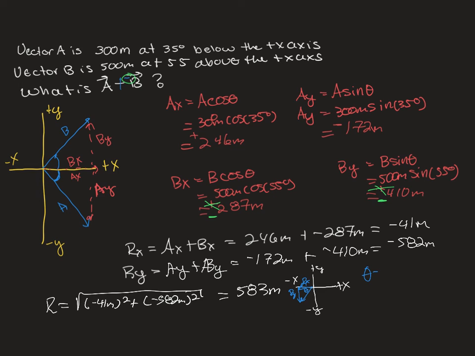So I'm going to say theta equals the inverse tangent of Ry over Rx. So Ry was negative 582 meters, and then Rx was negative 41 meters. All right, so I'm going to take the inverse tangent of that relationship. That gives us an angle of 86 degrees, which is going to be below the negative x-axis.